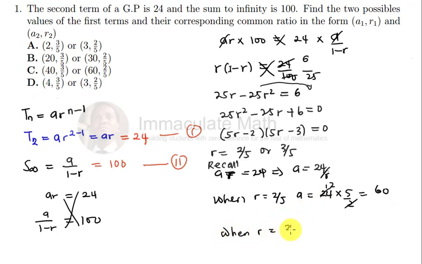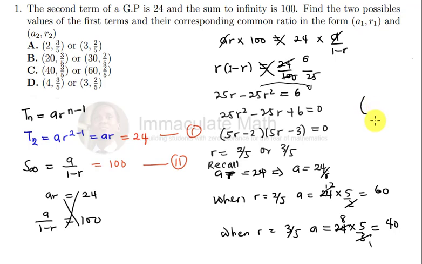So when my R is now what? 3 over 5, what's my A? My A is 24 multiplied by 5 over 3, which is what? Which is 3 ones are 3, 3 eights are 24, so 8. 8 times 5 gives me what? 40.